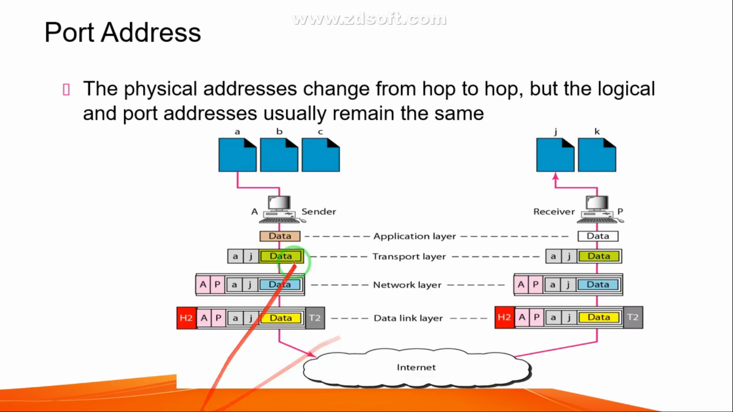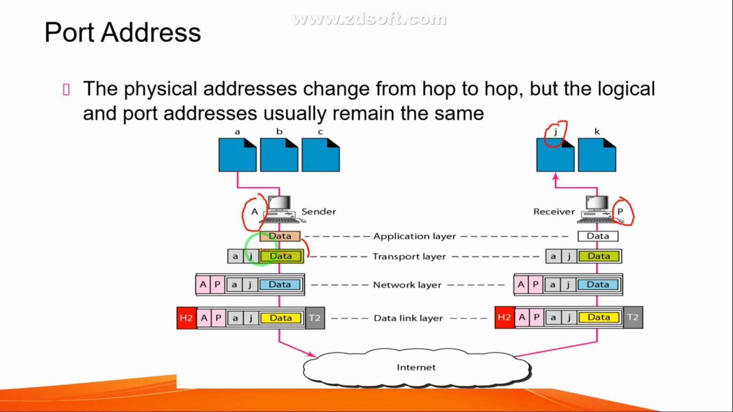You can see it from the application layer, where the data is coming. This is your sender A and this is your receiver P. On sender A, there are three processes going on: A, B, C. And on the receiver there are two processes, J and K. Process A wants to send data which should be received by process J. So this is the data sent by the application layer to the lower layer, the transport layer.